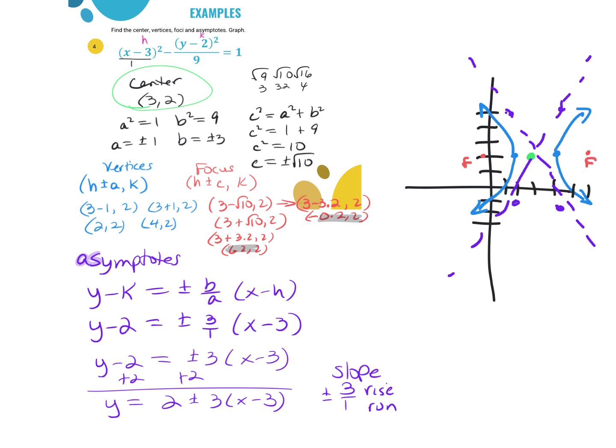And again, the blue are the vertices. And again, I can outline the actual hyperbola graph here in pink. And just make sure it goes through that vertex. And those are the examples of graphing the hyperbolas. Tomorrow we will work on writing the equations.